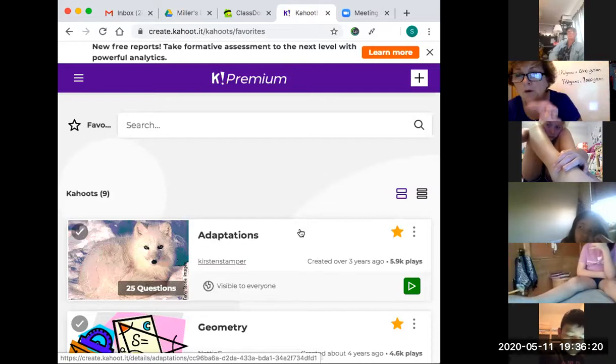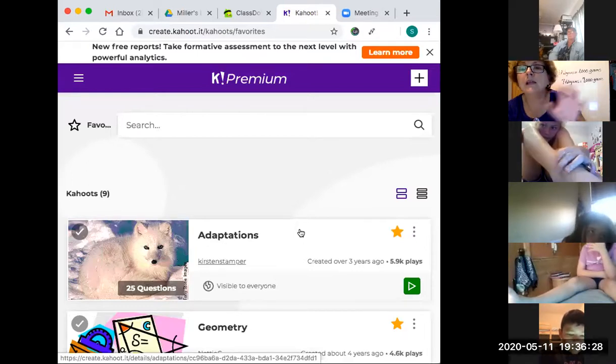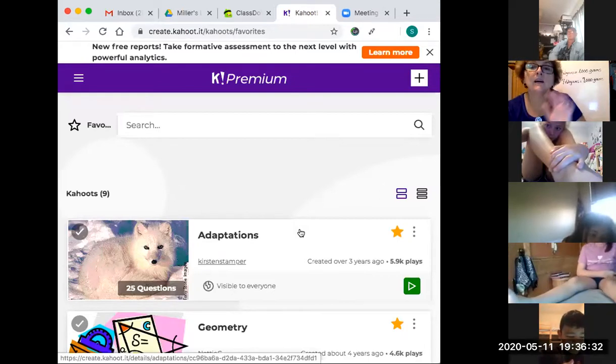The last part you're going to do for that is you're going to create an animal to live in that environment. You're going to discover a new species of animal. You're going to create a new species of animal. You're going to give it whatever name you want to give it. And you're going to tell me what adaptations it needs to live in that environment.